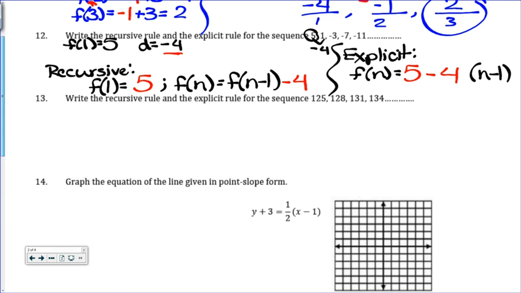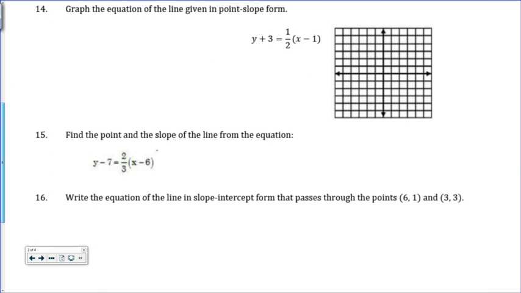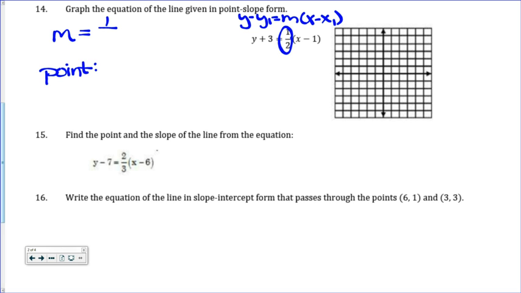Next, we're going to look at number 14. Graph the equation of the line given in point-slope form. So we've been given an equation in point-slope form, and they want us to graph it. Start by identifying the slope and the point they gave you in the equation. So y minus y1 equals m times x minus x1. So our slope is whatever's before the parentheses. So in this case, our slope is 1/2.